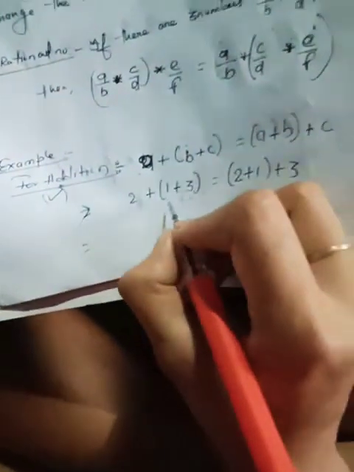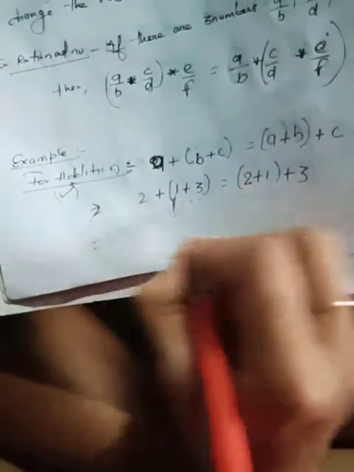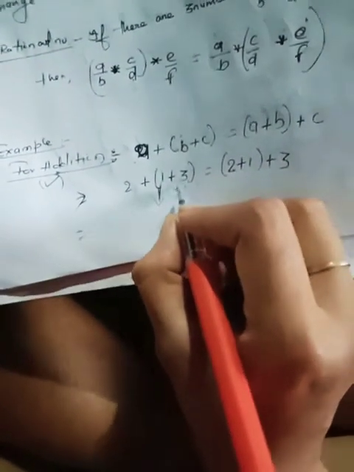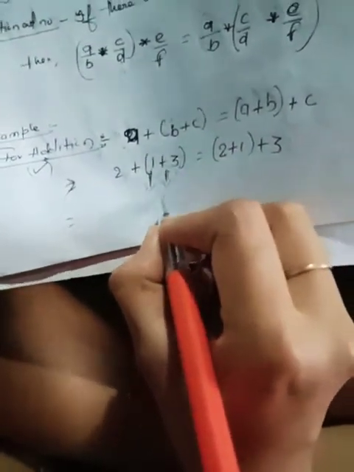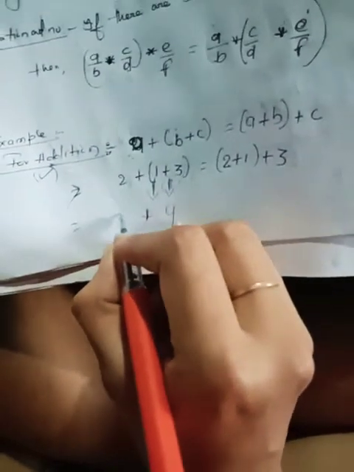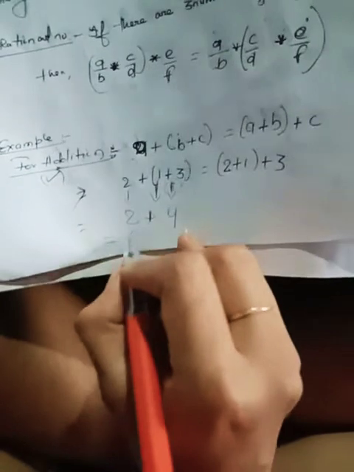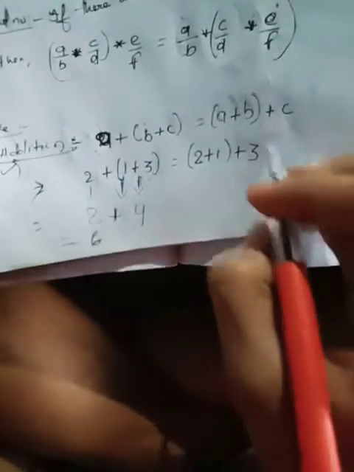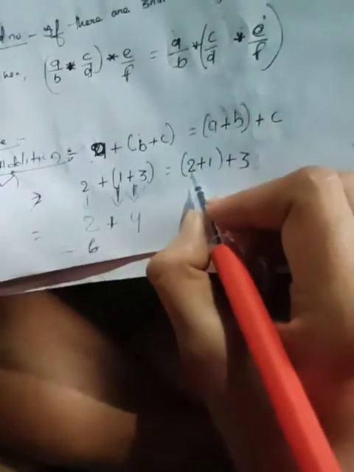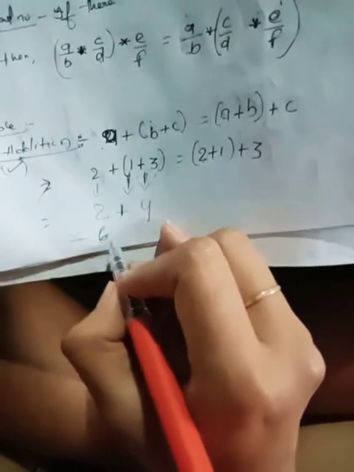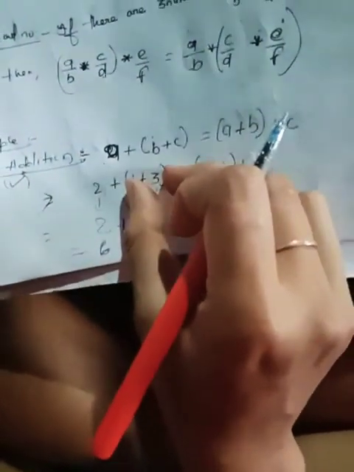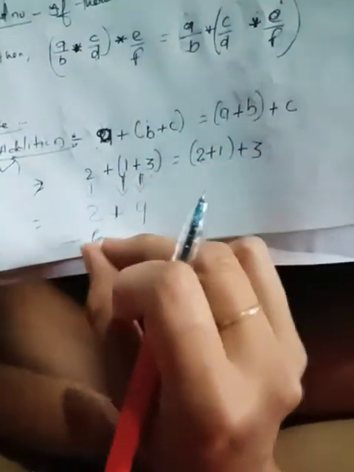That means how to solve it? Using BODMAS, I'll solve 1 plus 3 first. It will be 4. Then 2 plus 4 will be 6, right? And then it gives 6. Here what I've done, I've solved this part first. It gives 6.